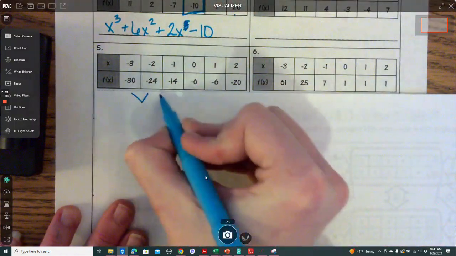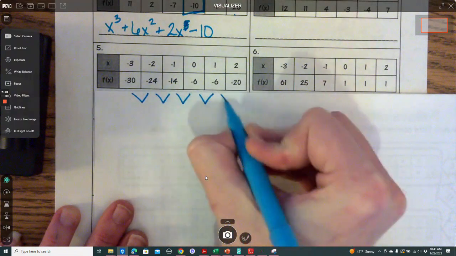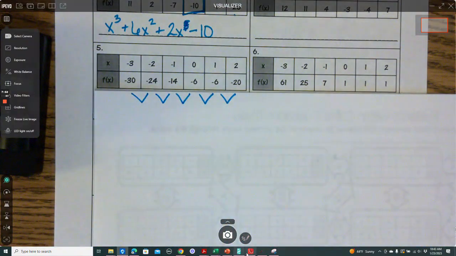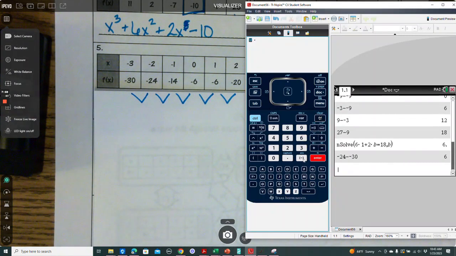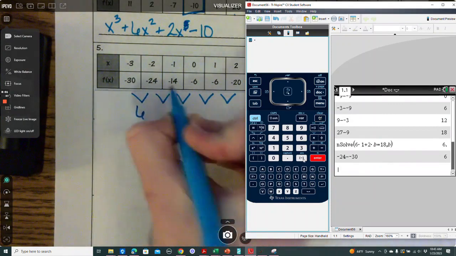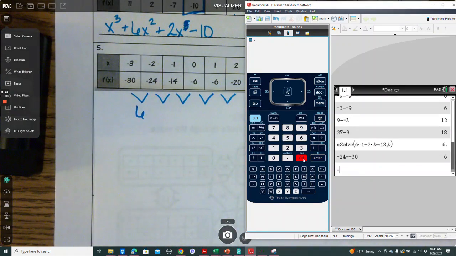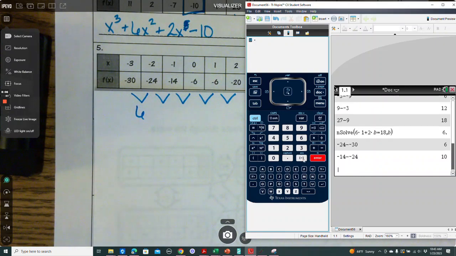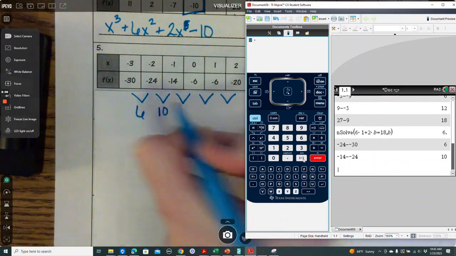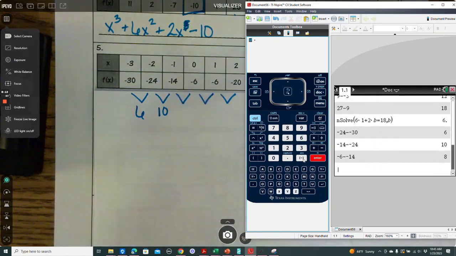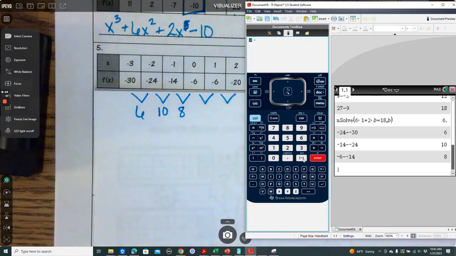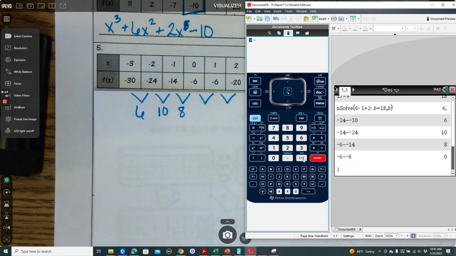Okay, so the third common difference is going to be on every single one of these. Third difference on all of them. Help me do the differences. Negative 24 minus negative 30 is 6. Negative 14 minus negative 24 is 10. Negative 6 minus negative 14 is 8. Negative 6 minus negative 6 is 0.